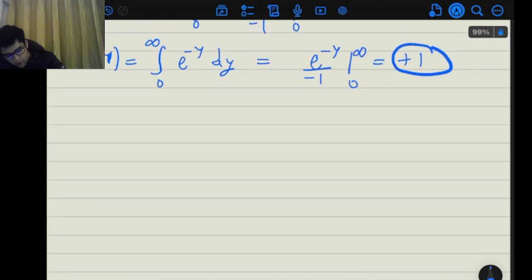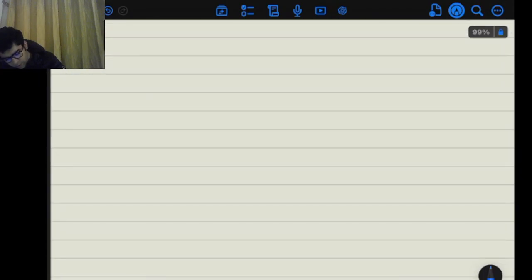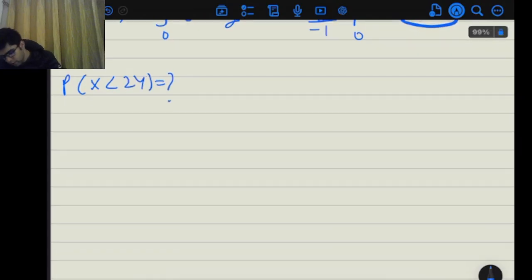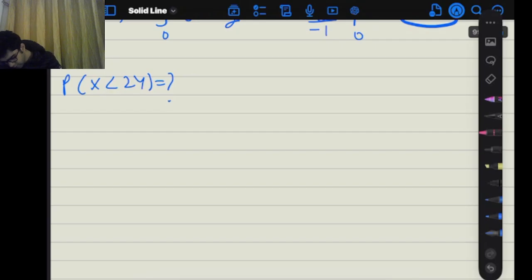Now we need to find the probability of x less than 2y, because this will be coming in the denominator. For finding this, I'll be repeating the process.